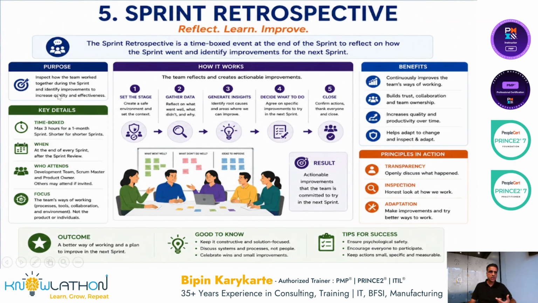The purpose is to inspect how the team worked together during the sprint and identify improvements to increase quality and effectiveness. It's time-boxed: 3 hours for a 1 month sprint, shorter for shorter sprints. It takes place at the end of every sprint, after the sprint review. So once you complete the sprint review, you go for your sprint retrospective. Who attends? Development team, Scrum Master and product owners. Others may attend if invited.